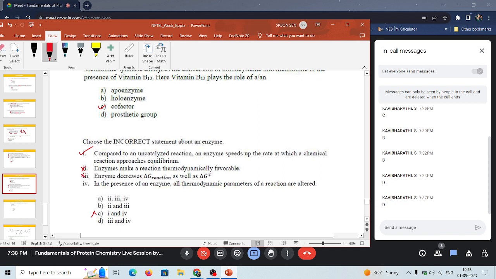And in the presence of an enzyme, all thermodynamic parameters are altered. Therefore, this is also incorrect. So it is not affecting the thermodynamic parameters. That is very, very important. Because of that, it is not changing or altering the thermodynamic processes. Therefore, A is the correct option.